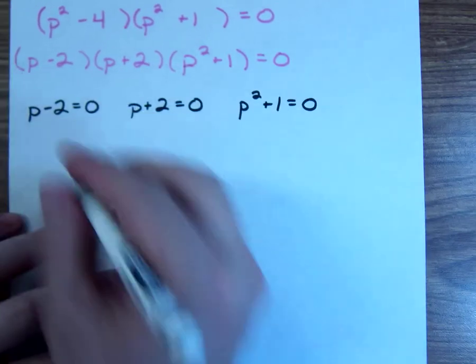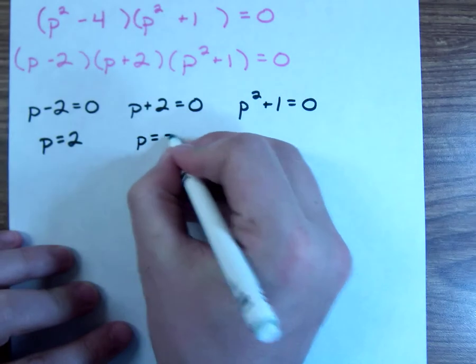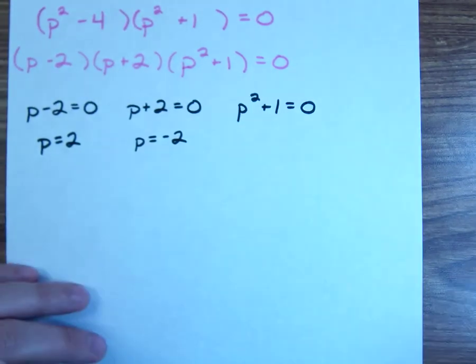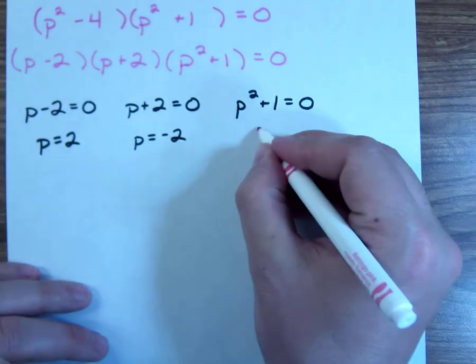So these two are pretty easy. 2, -2. This one's not easy because you can't factor it, in case you hadn't heard. Square root property will work though.